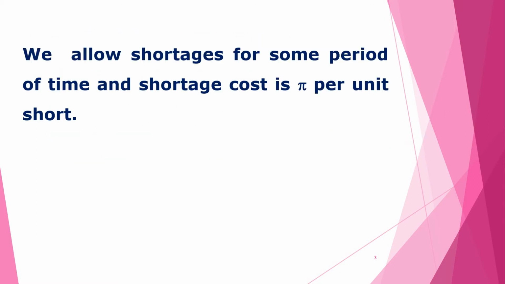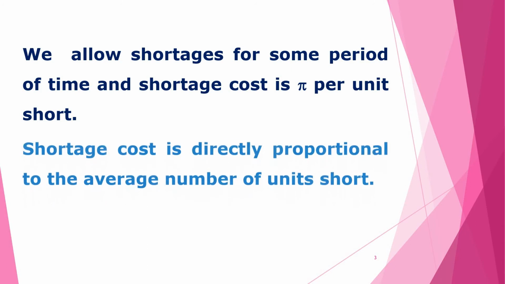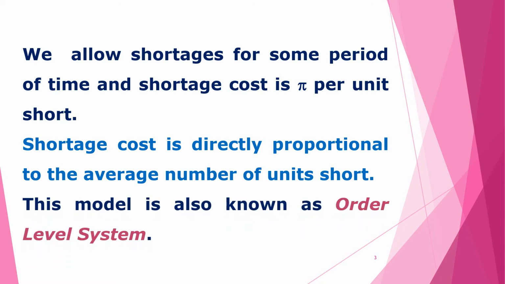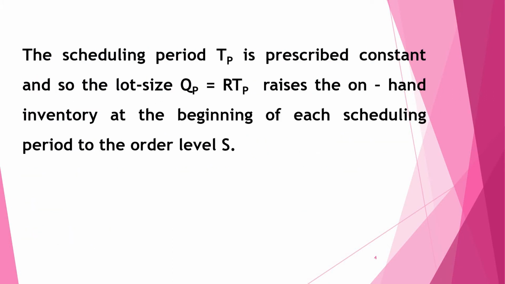So we allow shortages for some period of time and shortage cost is pi per unit short. We had earlier seen that shortage cost is directly proportional to the average number of units short. This model is known as order level system. Here the scheduling period TP is prescribed constant, and so the lot size QP equal to R into TP, where R is a demand, raises the on-hand inventory at the beginning of each scheduling period to the order level S.